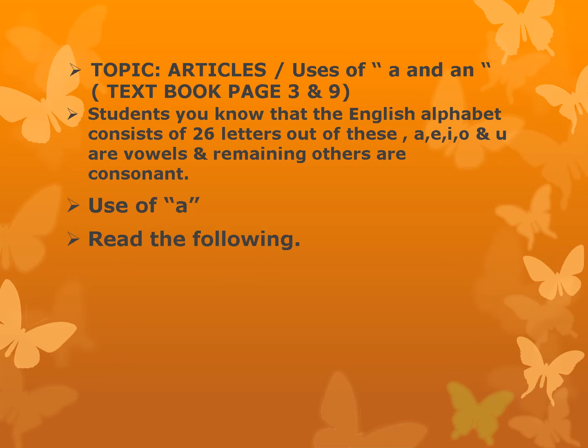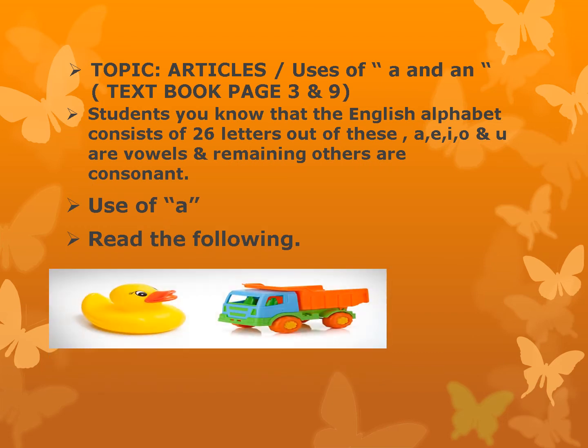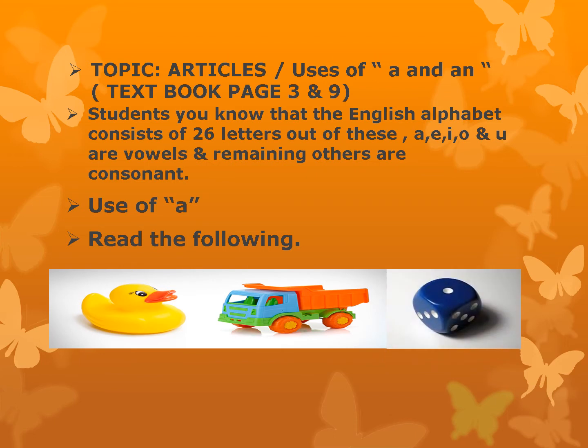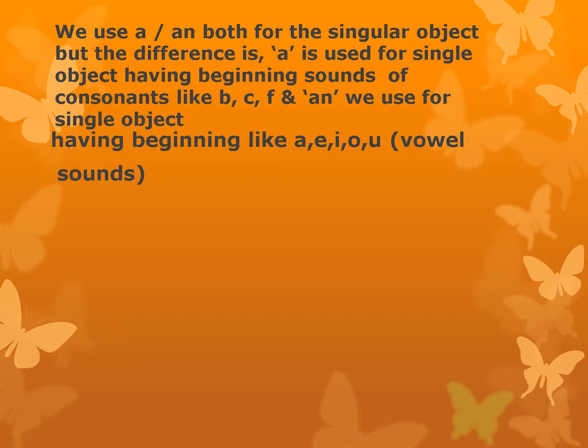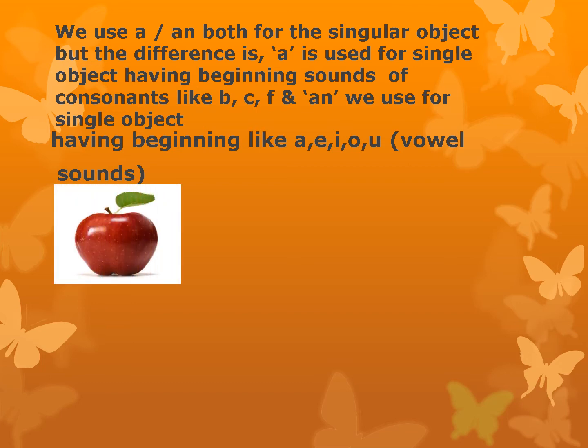Use of a. Read the following. All of you read with me, all of you. A duck, a truck, a dice. These are all names of things. These are in the singular number and begin with a consonant sound. We have used a before all of them, and now I am going to tell you the use of an.